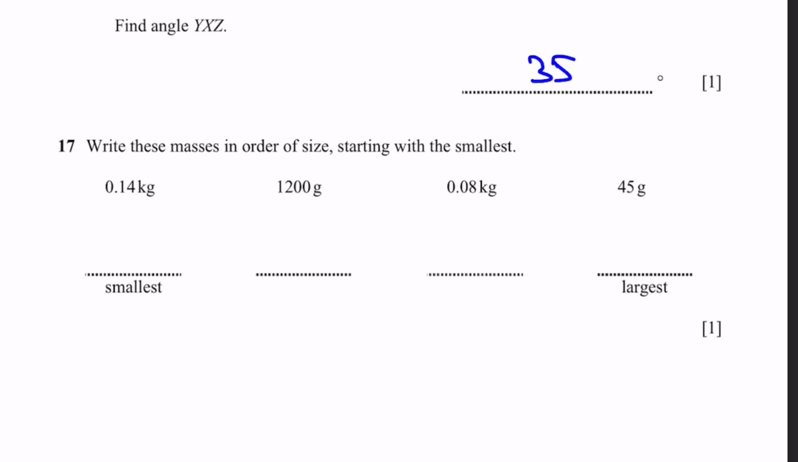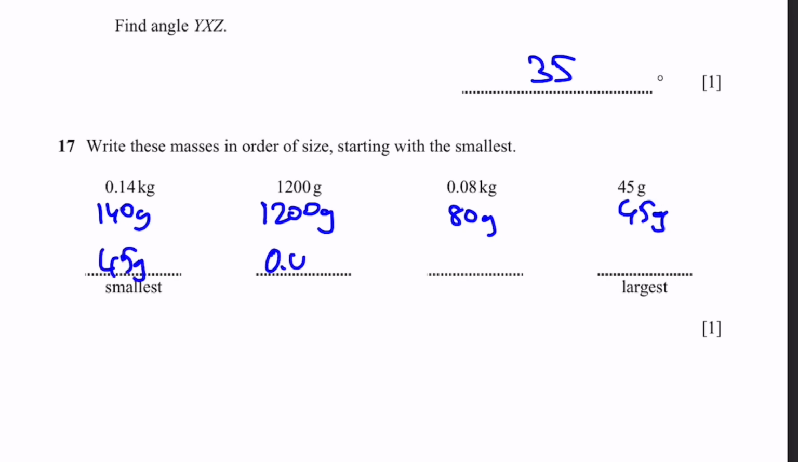Question 17. Write these masses in order of size, starting with the smallest. 0.14 kg, 1200 grams, 0.08 kg, 45 grams. So we have 140 grams, 1200 grams, 80 grams, and 45 grams. Smallest is 45 grams, then comes 0.08 kg, then comes 0.14 kg, then 1200 grams. That's the answer.